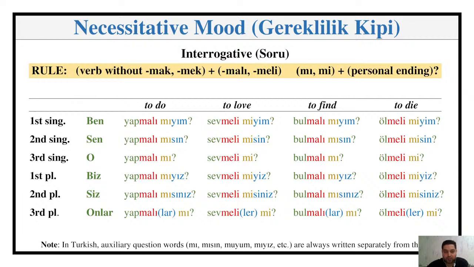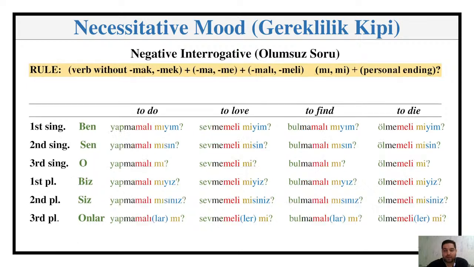So this is interrogative. Let's now look at the negative interrogative, how we ask in the negative form. That's the last form, the fourth. So what do we have here? Of course, the verb root, then the negation ma, me, then malı, meli, and then separately the question word mı, mi plus the personal ending. So let's go with the first singular. Ben yapmamalı mıyım, sevmemeli miyim, bulmamalı mıyım, and ölmemeli miyim?